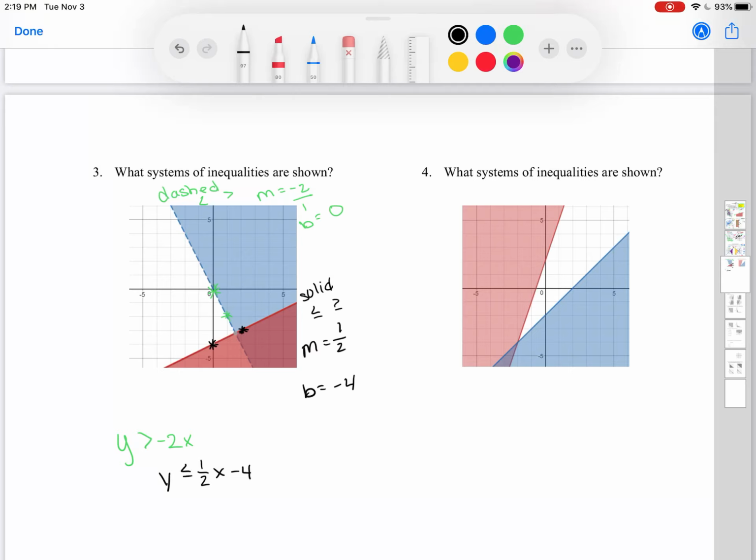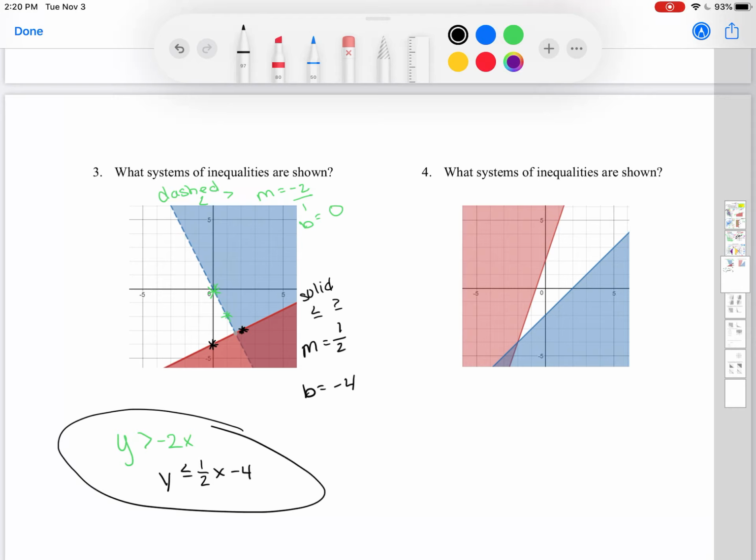If I know that information, I can then make my functions. And the only thing I'm missing is whether or not it's a less than or equal to or a greater than or equal to. And on that line, it's everything below, so it's going to be a less than or equal to symbol. And that's all I need. I just need those two functions.